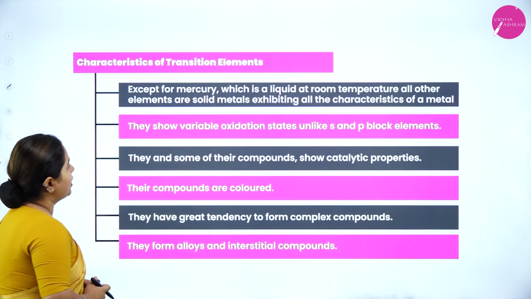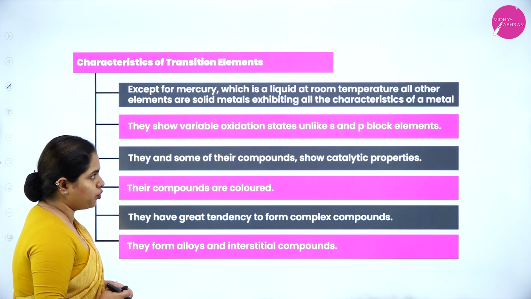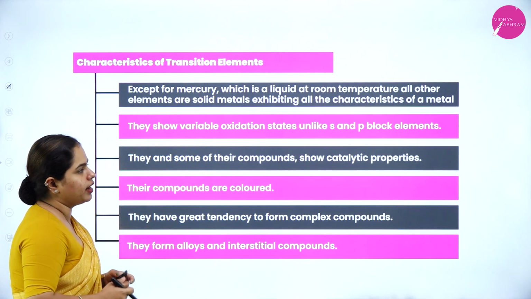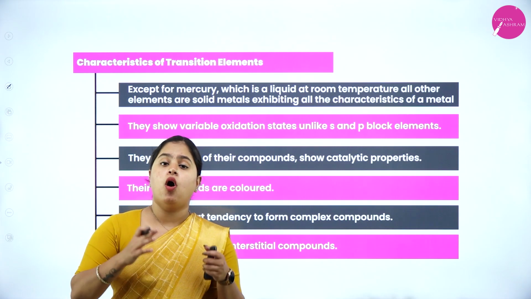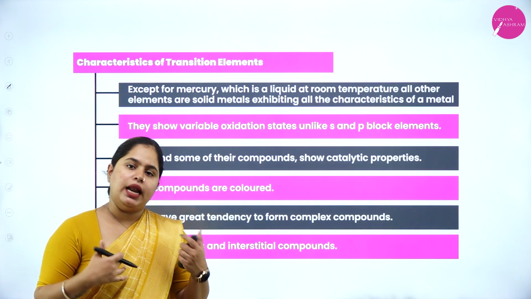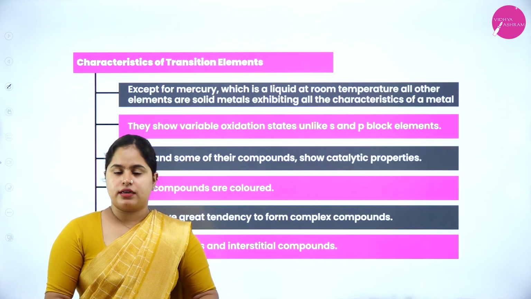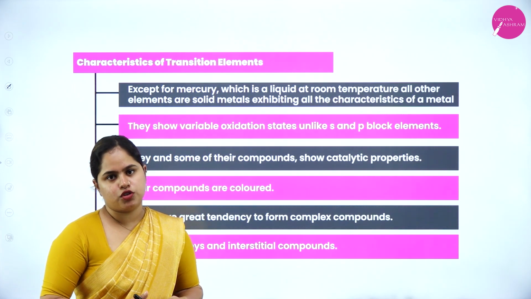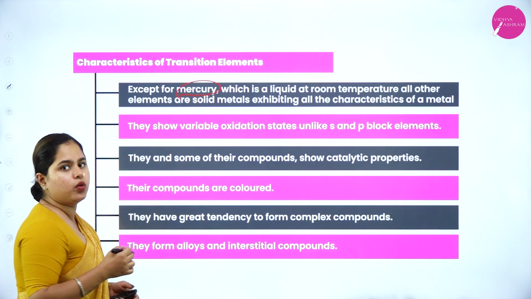Now, moving on to the characteristics of transition elements. Except for mercury, which is a liquid at room temperature, all other elements are solid metals exhibiting all the characteristics of a metal. So all the d block elements that you have are metals. And whatever properties metals generally have, they are solids, they are ductile, they are malleable, all those properties these d block elements will also have, except only one, that is mercury, which is liquid in state.